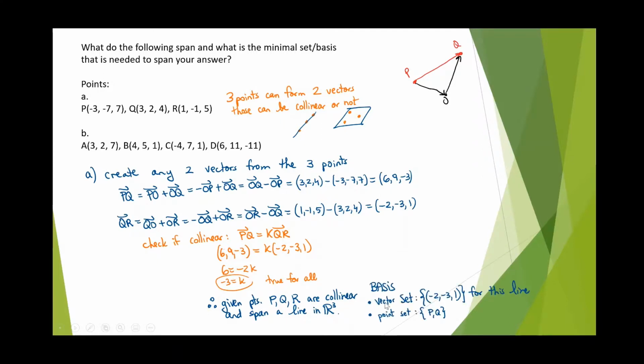Then another part of this question is, what is the basis for this? If you say the basis vector set, you could say any one of these vectors would have been enough to create the line. So I chose the second one, but you could have chosen the first one. And if you wanted to say the basis from points, you would say, well, we need 2 points to create this basis for this line, but it didn't have to be point P and Q. You could have said P with R or Q with R. It wouldn't have mattered in this situation because they all fall on one line anyways.